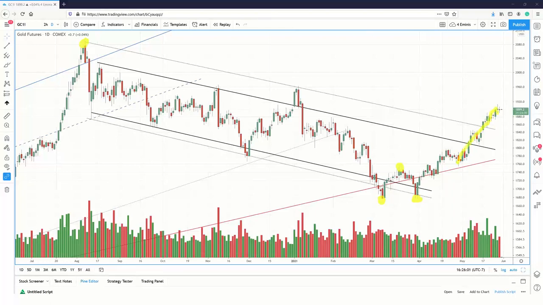I would like to actually see a pullback, but I think the only reason I would question myself on why I would want to see a pullback is because I really would like to hit gold again between 1860 and 1840.